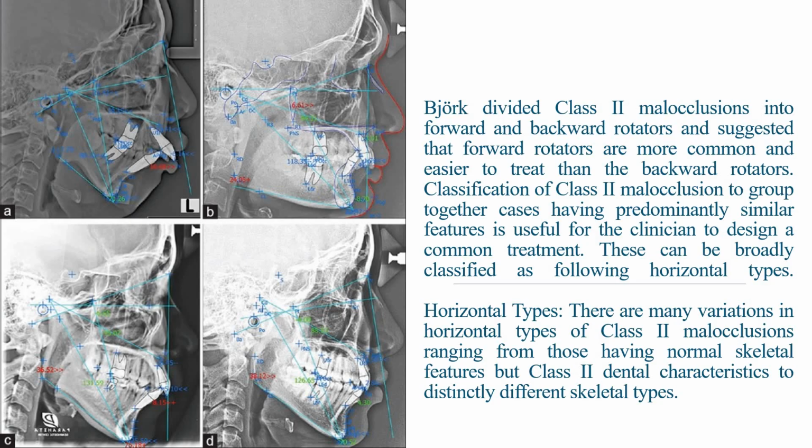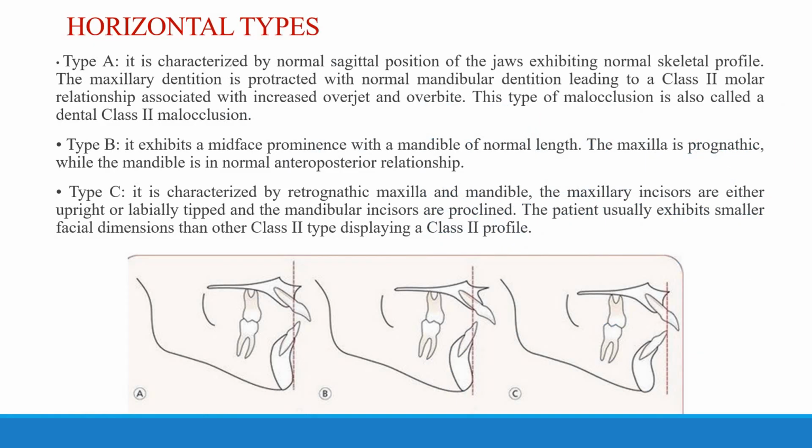Classification of class 2 malocclusion to group together cases having predominantly similar features is useful for clinicians to design a common treatment. These can be broadly classified as the following horizontal types. There are many variations in horizontal types of class 2 malocclusions, ranging from those having normal skeletal features but class 2 dental characteristics to distinctly different skeletal types.